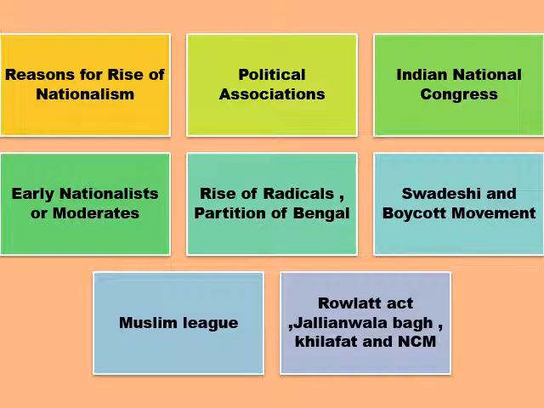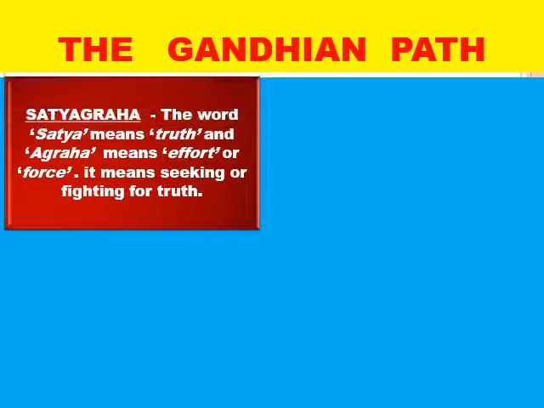We have read already about the reasons for the rise of nationalism, political agitations, Indian National Congress, early nationalists or moderates, rise of radicals and partition of Bengal, Swadeshi boycott movement and Muslim League. Now in this slide we are going to discuss the Rowlatt Act, Jallianwala Bagh, Khilafat movement and non-cooperation movement. So we will read about the Gandhian part.